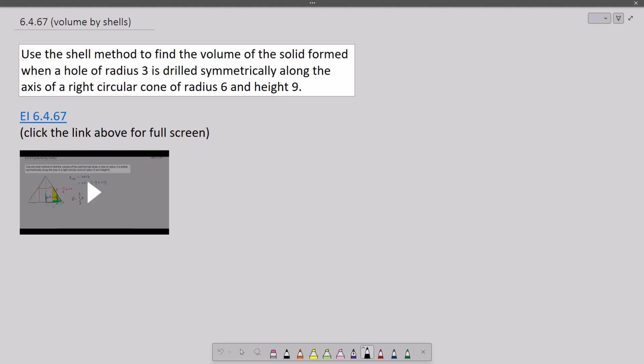So let's first draw our cone. We'll draw it as a triangle, a little easier to visualize. So the height of it is 9, so we're there. The radius of this cone is 6. So this distance right here is 6.